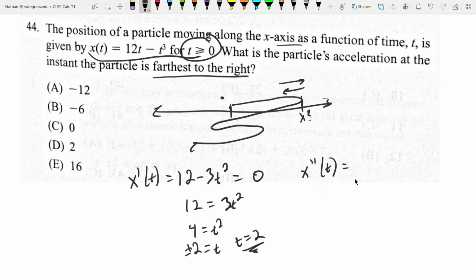The second derivative is just going to be the derivative of this one. It's going to be negative 6t, and we're going to plug in 2 into this, and we get negative 6 times 2. That's going to give us negative 12, and that's A.